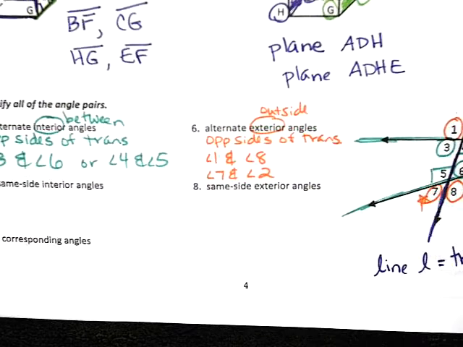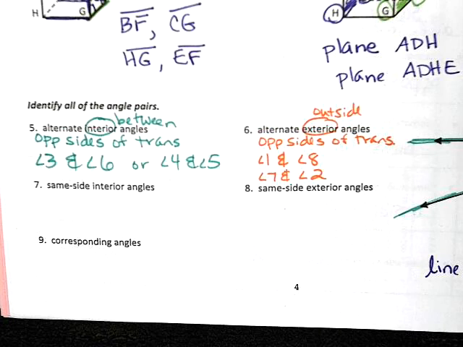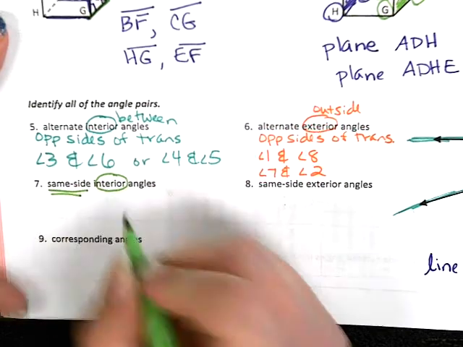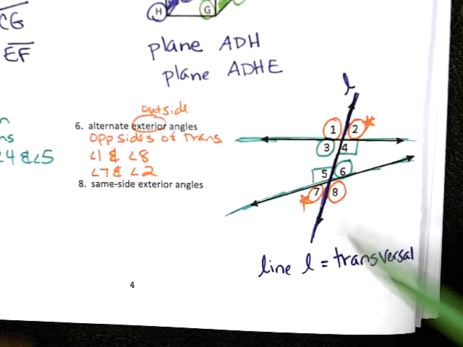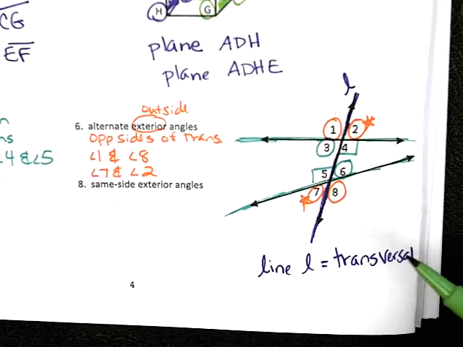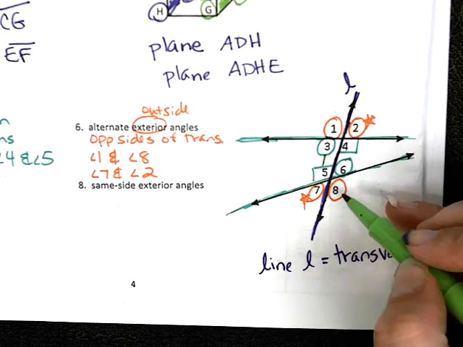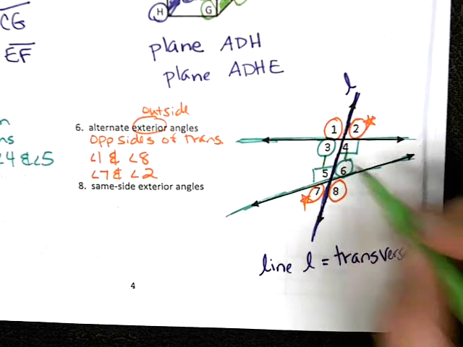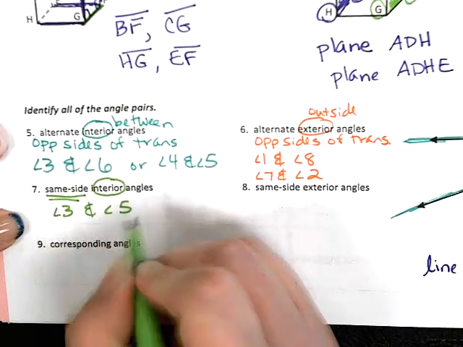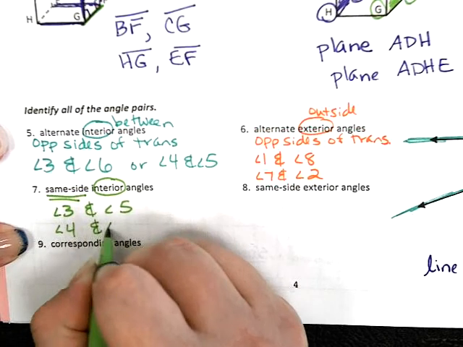Now we're going to look at same side interior angles. Okay, same side interior angles are obviously on the same side, and interior, we're talking about inside the two lines. So I'm not even going to look at 1, 2, 7, and 8 because those are outside. I don't care about those right now. I'm looking for same side interior. And again, I don't want to pick ones that are next to each other. None of these angles are adjacent. Okay, so same side interior angles would be 3 and 5 and 4 and 6. Angle 3 and angle 5, angle 4 and angle 6.